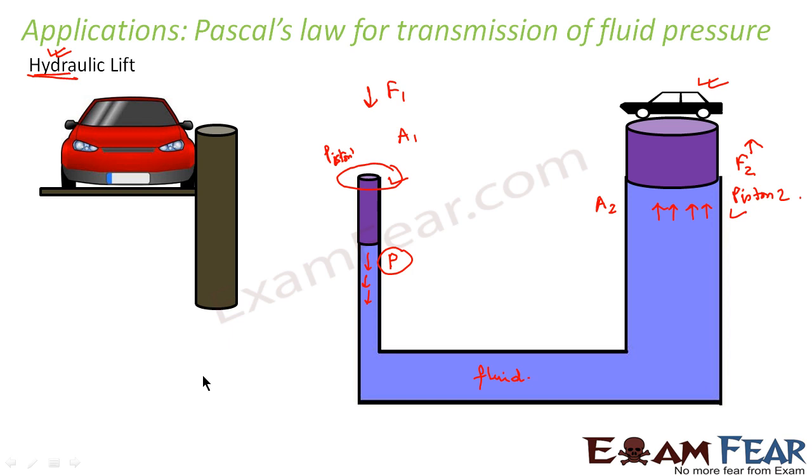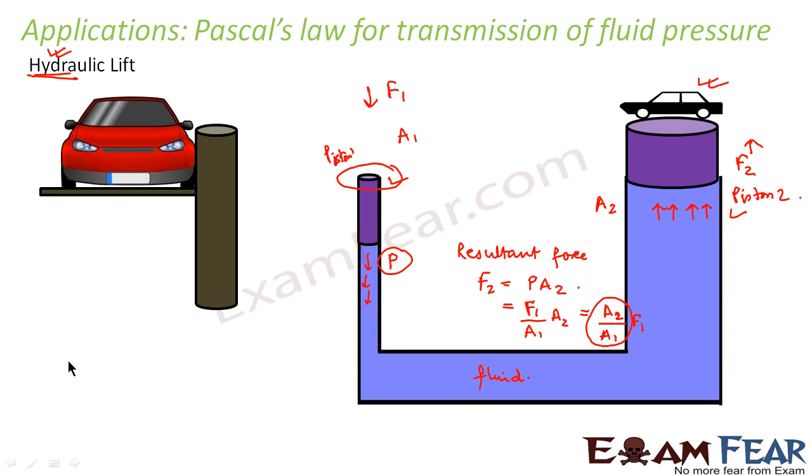We see that the resultant force was F2. F2 was nothing but the pressure P into area A2. What was the pressure P? Pressure P was created due to F1, that is F1 by A1, into A2. So that is equal to A2 by A1 into F1. So what do we observe? We observe that because of this setup, the applied force was increased A2 by A1 times.